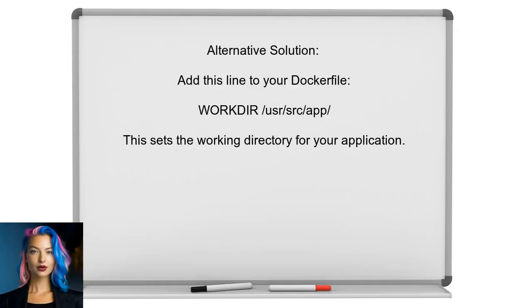An alternative solution provided by another user suggests adding a line to your Dockerfile. They recommend including the command WORKDIR /usr/app/ just before the CMD instruction. This sets the working directory for your application, helping mod_wsgi locate the necessary files.